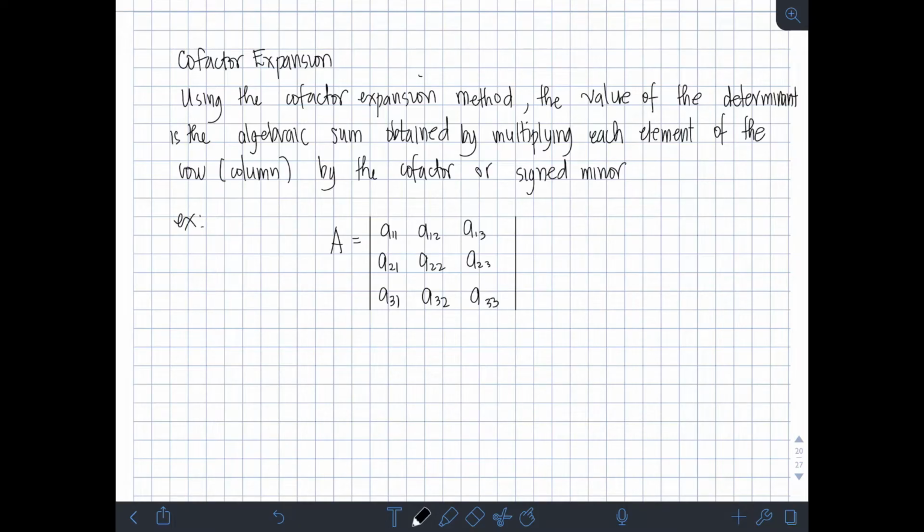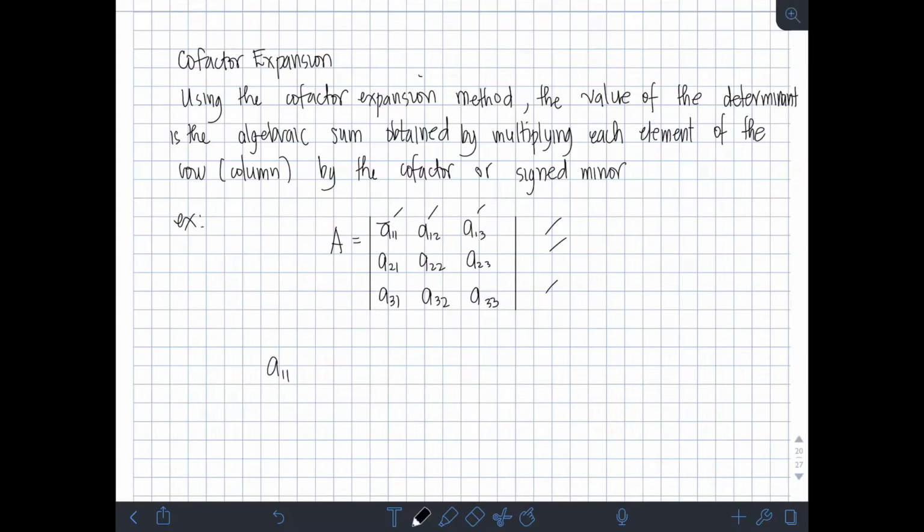So, tulad ng sinabi ko, gagamitin natin yung concept nung cofactor dito sa Cofactor Expansion Method, from the word itself, sa paghanap ng determinant. So, pipili lang daw tayo ng isang row or column, tapos i-multiply natin each element ng row o column na yon sa cofactor nung same element. So, for example, kung i-consider natin itong determinant ng 3x3 matrix, pipili tayo ng isang row or column na i-consider natin. Kahit ano, let's say itong row 1 na lang, yung may element na A11, A12, tsaka A13.